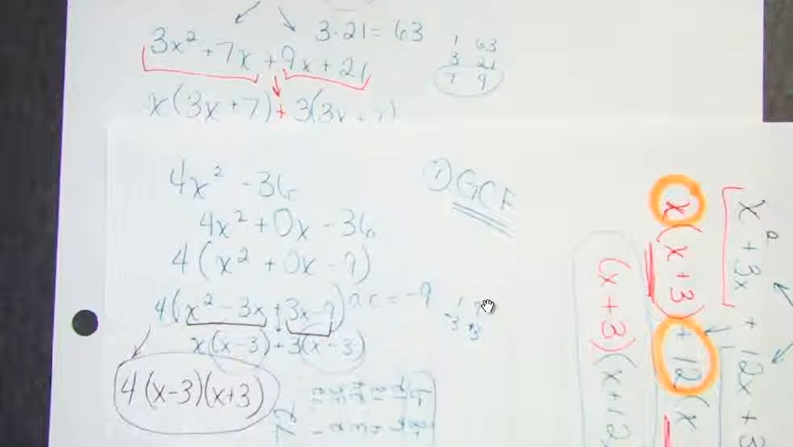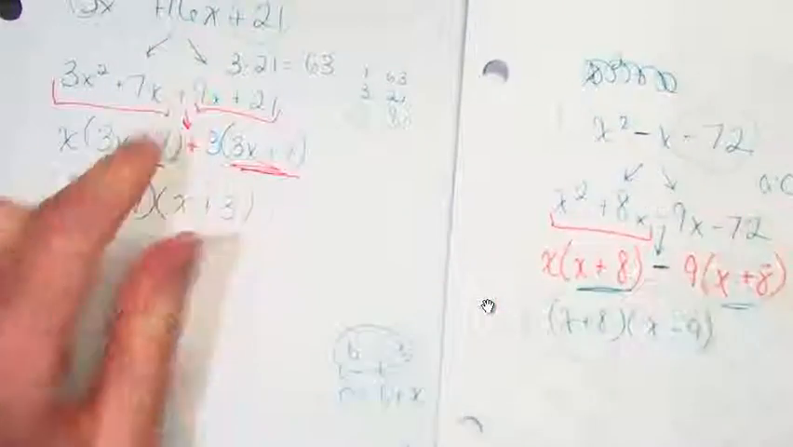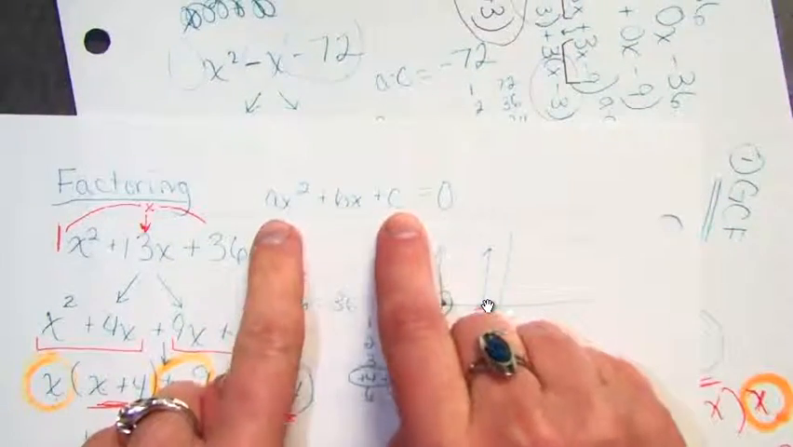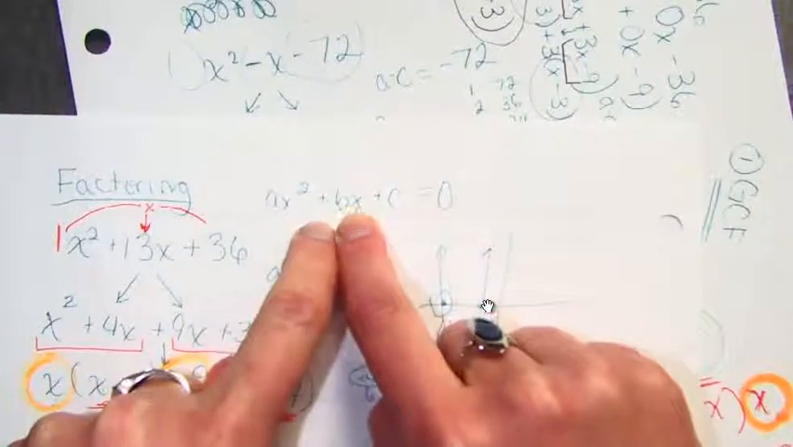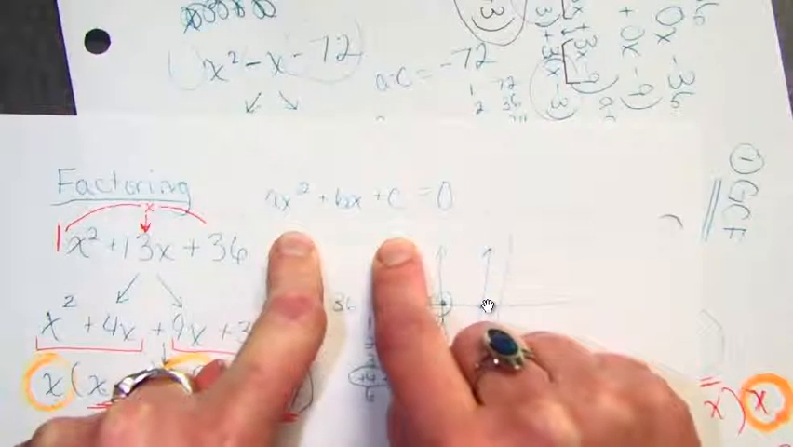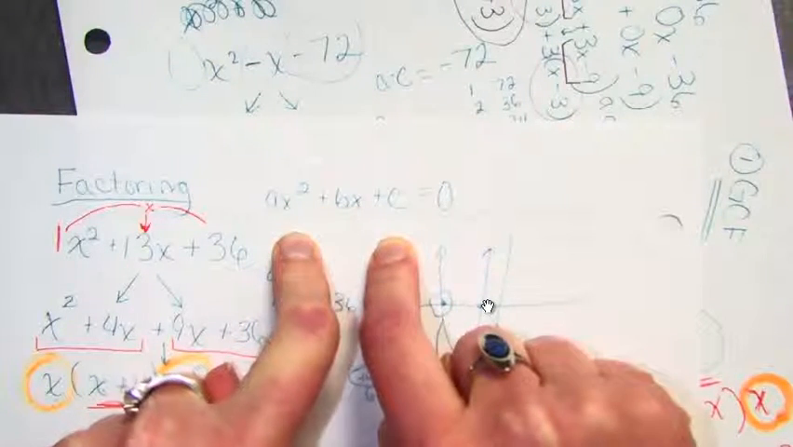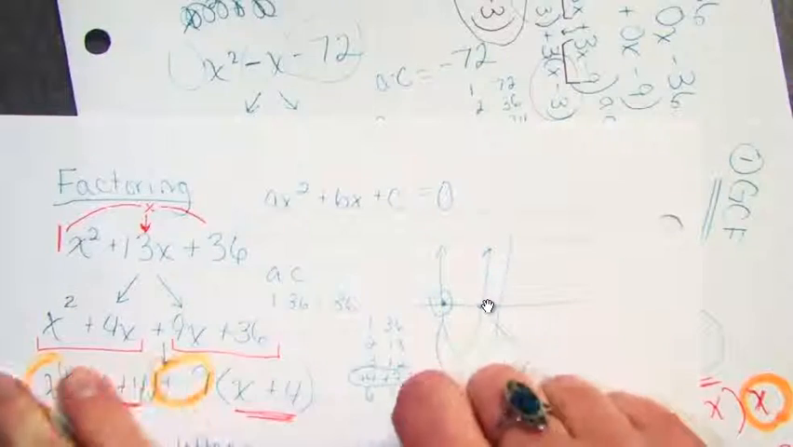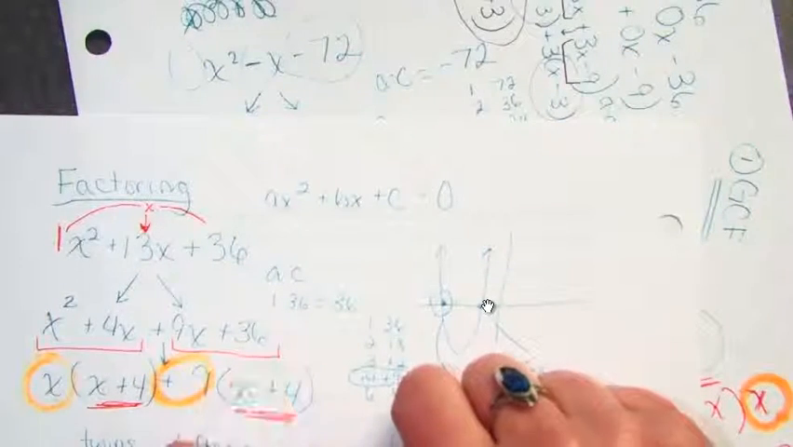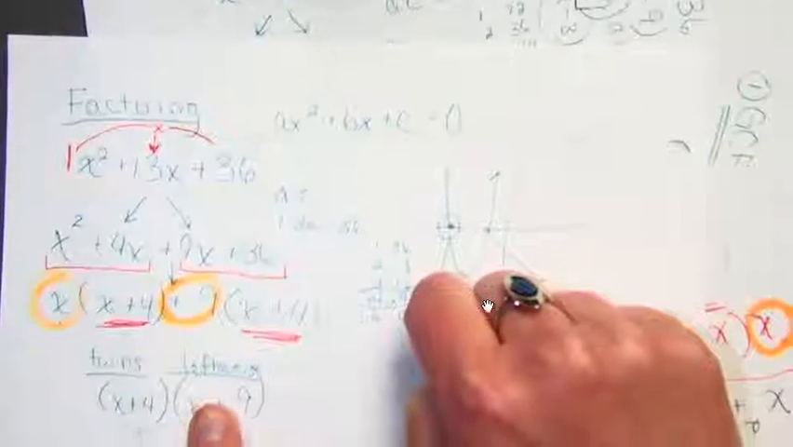All right, I hope that helps out. Again, you can watch these videos a few times. Get that pattern of how we're going to always look at A times C. A times C, multiply together, add to B, make B split apart using those two factors that you've found, and then take them 2 by 2, looking for our twins and our leftovers.